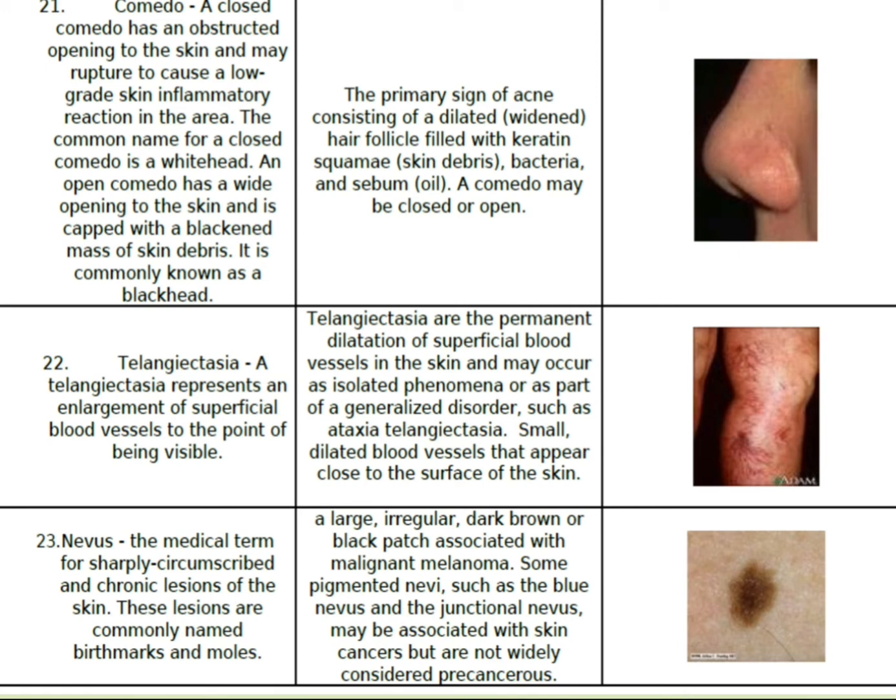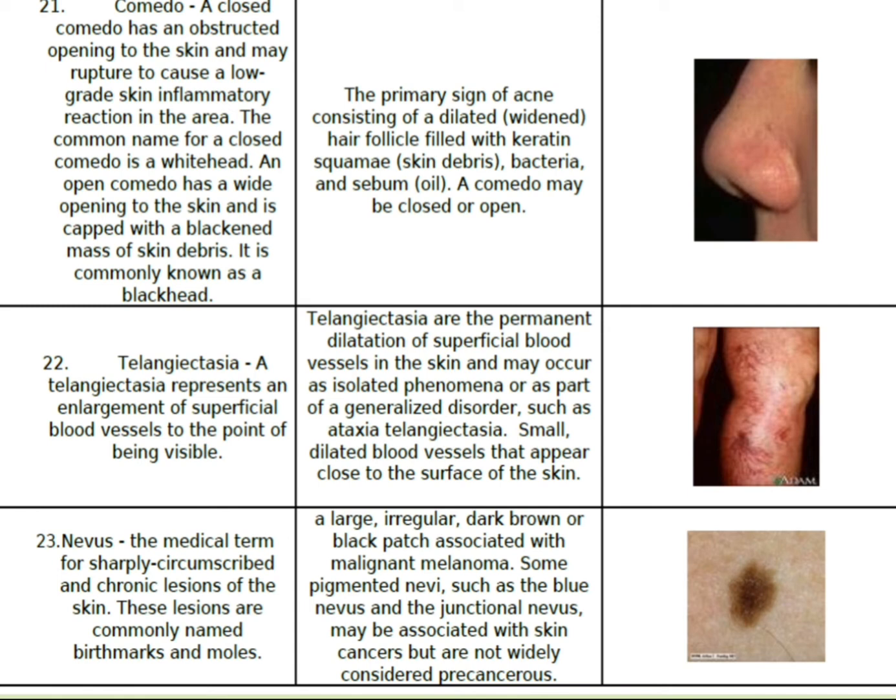22. Telangiectasia. A telangiectasia represents an enlargement of superficial blood vessels to the point of being visible. Telangiectasia are the permanent dilatation of superficial blood vessels in the skin and may occur as isolated phenomena or as part of a generalized disorder such as ataxia telangiectasia, small dilated blood vessels that appear close to the surface of the skin.